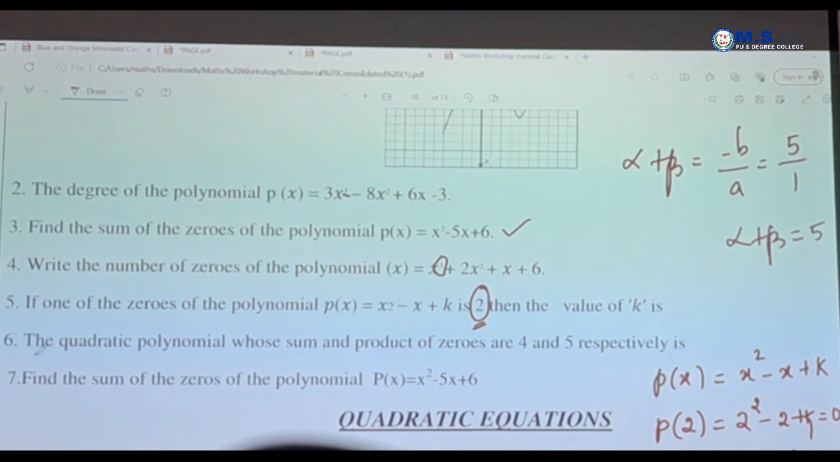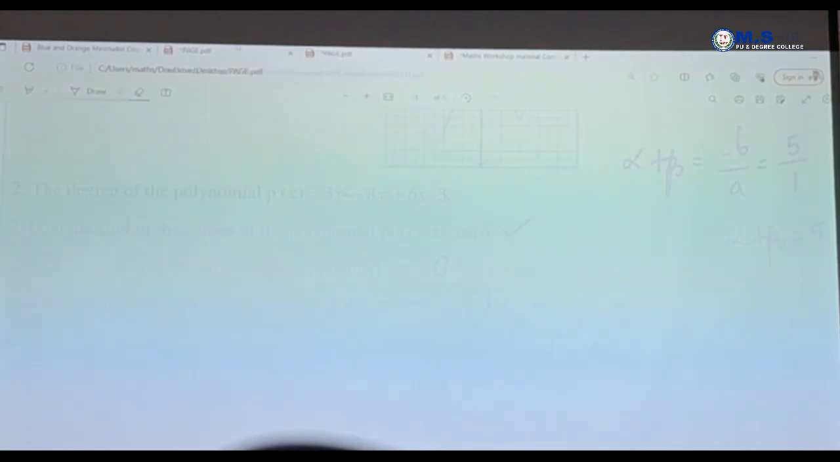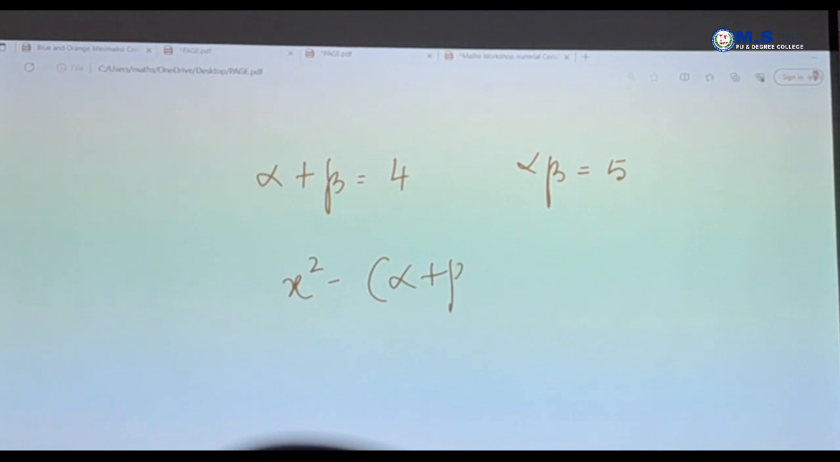Sixth question. Find the quadratic polynomial whose sum and product of zeros are 4 and 5. What is the sum of zeros? Alpha plus beta is 4. Alpha into beta is 5. What is the standard form of a quadratic polynomial? X squared minus alpha plus beta x plus alpha into beta. X squared minus, what is alpha plus beta? 4x. Alpha into beta is?